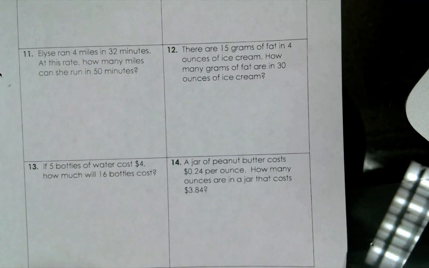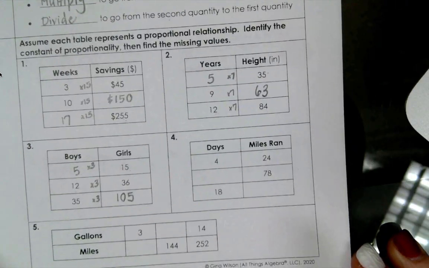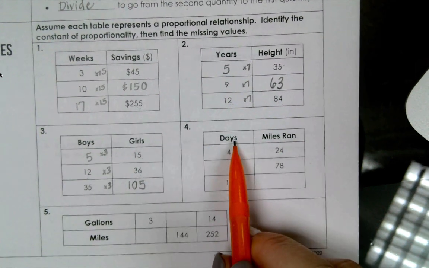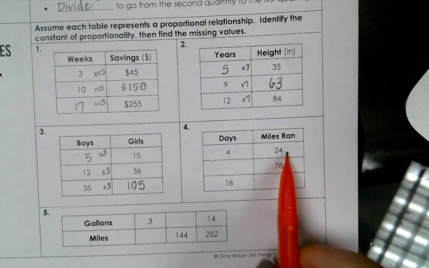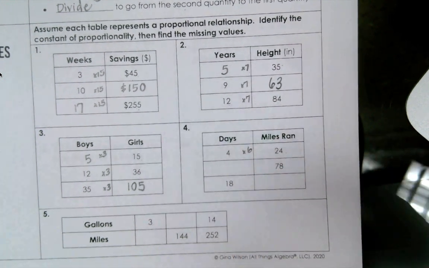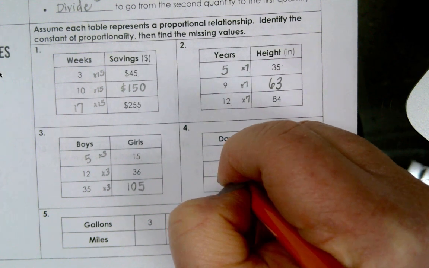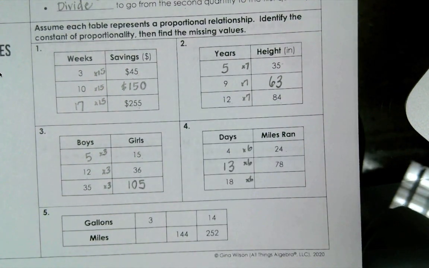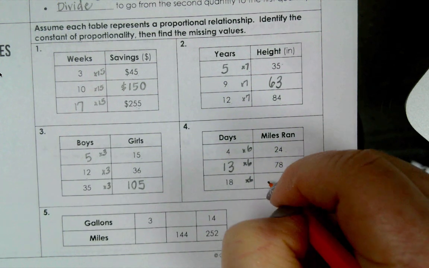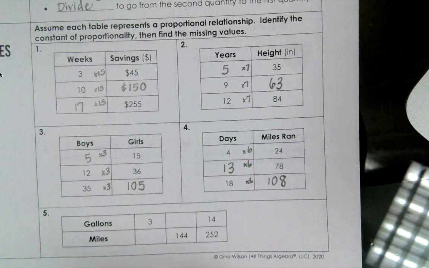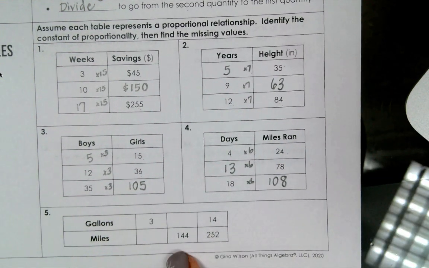All right, there's 8. I'll do number 4 with you, and then you'll do 5, 6, 7, and 8 on your own. So days to miles ran. So 4 to 24 is times 6. Okay. 78 divided by 6 is 13. 18 times 6 is 108. All right, so we have a proportional table here. You need to complete number 5.